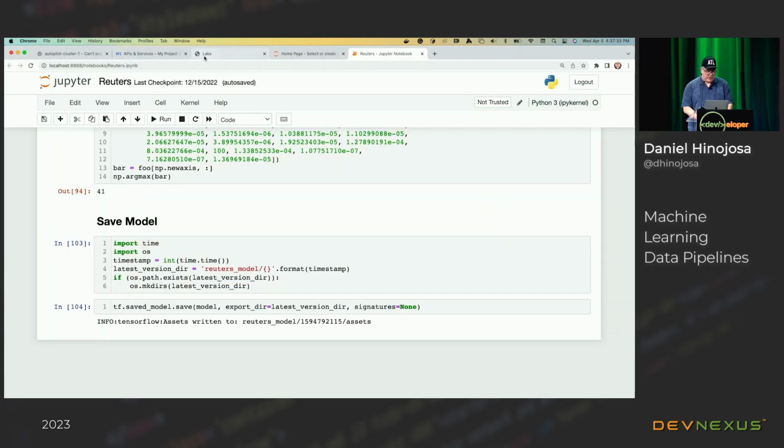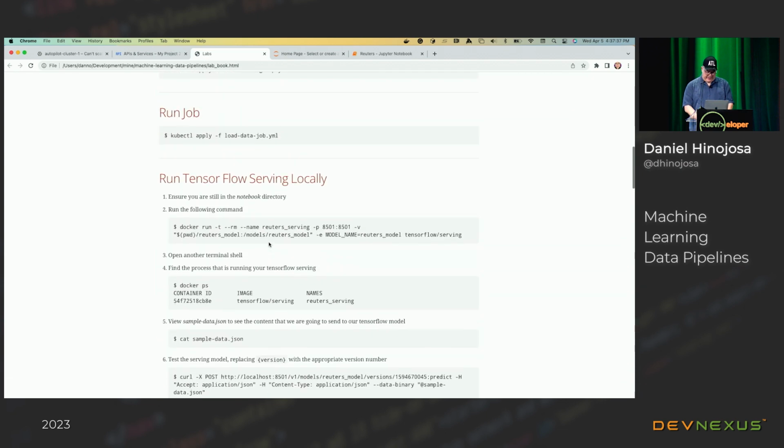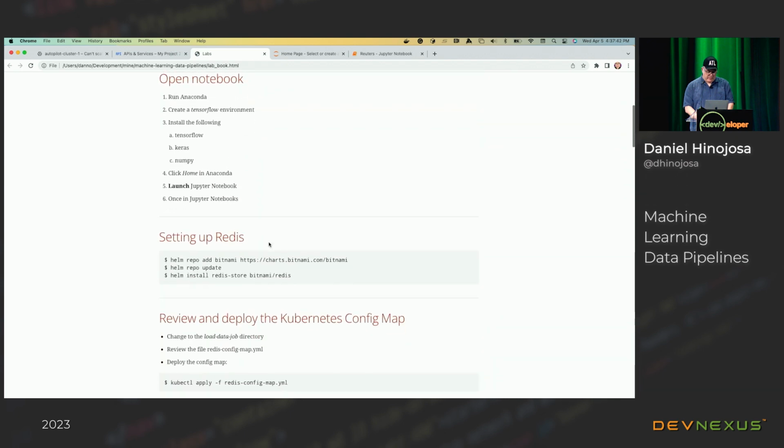Now, I'm going to go to the lab portion in here. Again, I usually do this as a big full-day workshop, but let me just give you the better parts of this.